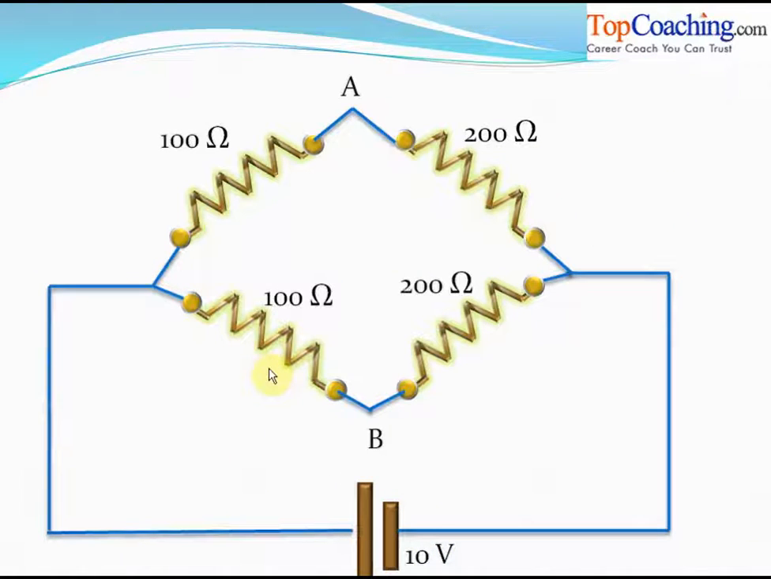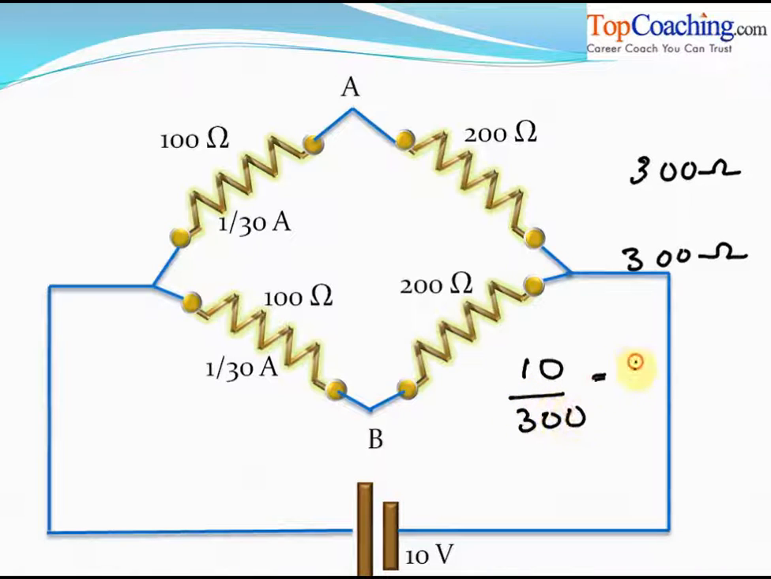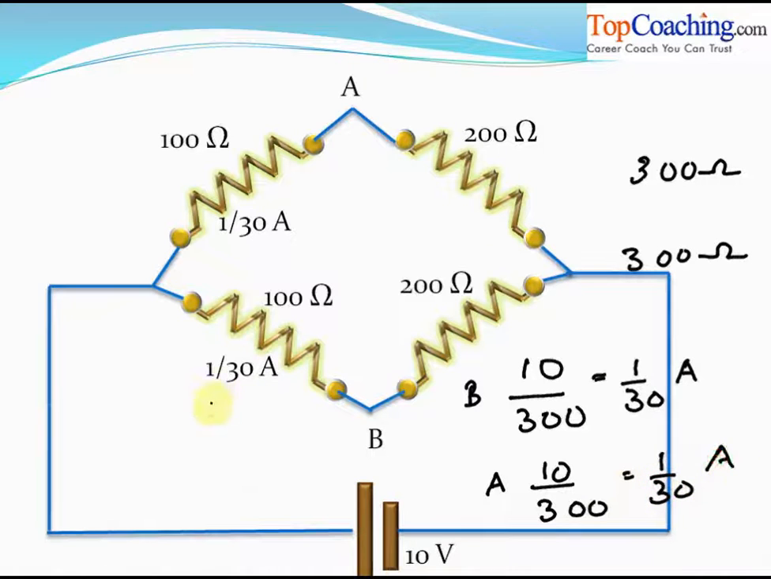So now we can see the clear picture of the Wheatstone bridge. We can see that a current 1 by 30 amperes flows through each branch of this Wheatstone bridge. This is because the net resistance in the second branch is 300 ohms and the net resistance in branch A is also 300 ohms. So the net current through branch B will be V by R, that is 10 divided by 300 equal to 1 by 30 amperes, and the net current through branch A will also be 10 divided by 300, equal to 1 by 30 amperes. So that is the reason a current 1 by 30 amperes flows through both these branches.